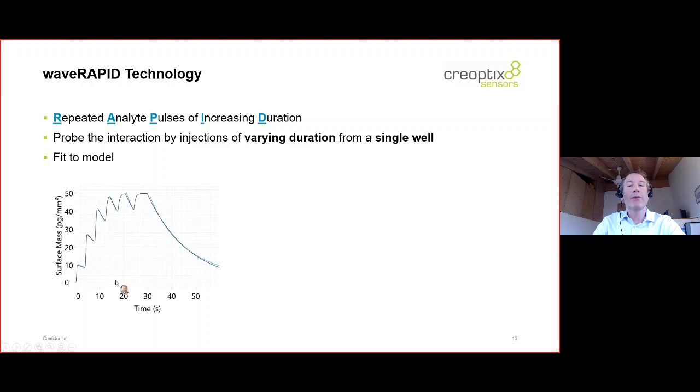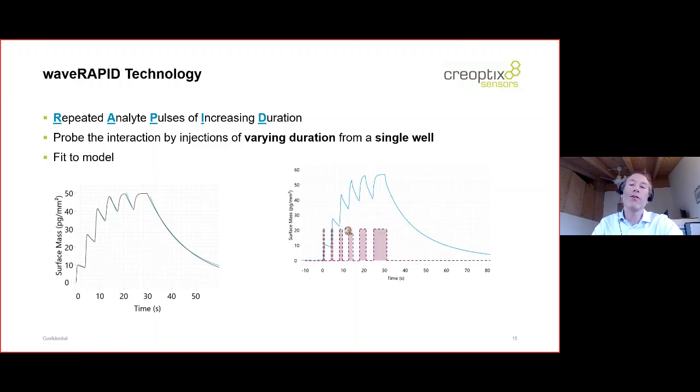Now again, plotting the measurement on a real-time axis, which looks now the same since only one cycle is needed, we can visualize the concentration of the injected analyte at the sensor surface, again in red. As you can see, the sample from the single well is injected in repeated analyte pulses of increasing duration, just as the name states. Now again, in order to determine the on and off rates of the interactions, both the measurement curve in blue and the known concentration in red are plugged into the reaction equation describing the binding.